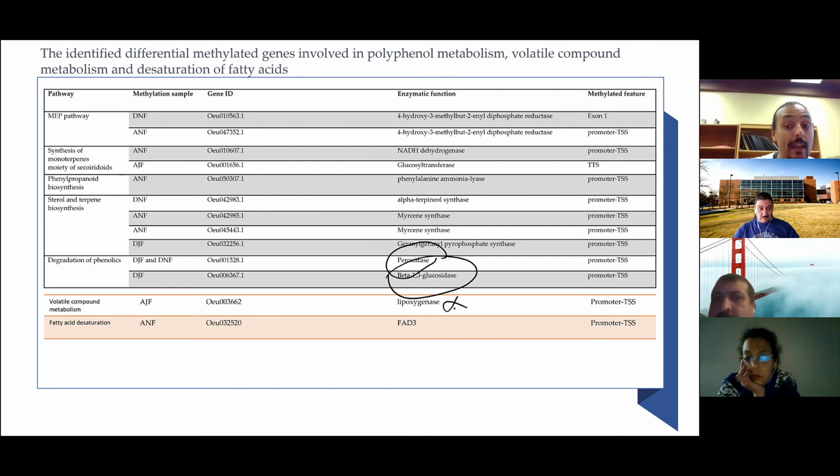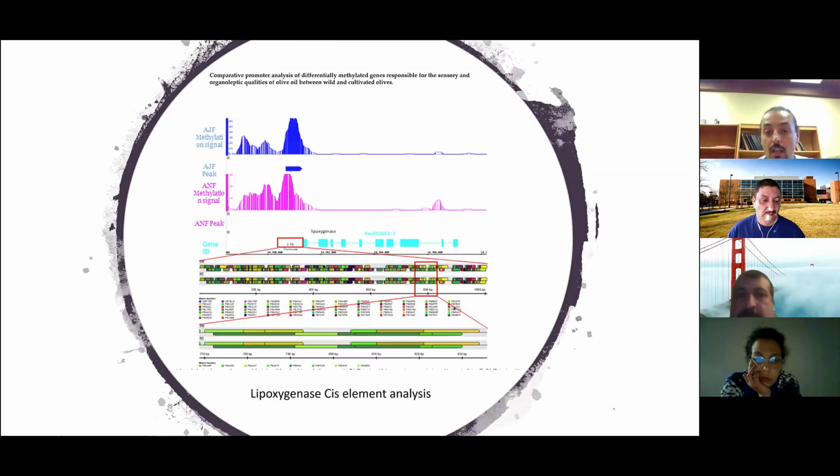The last one is the FAT3. So we're talking about FAT2 and FAT3. In the olive, the FAT3 is actually controlled by methylation. And this is going to be the subject of our next publication.